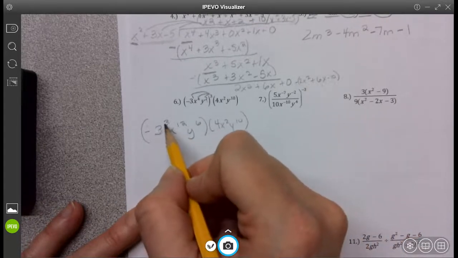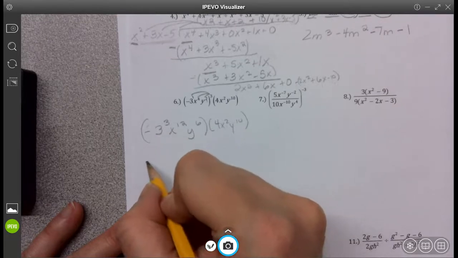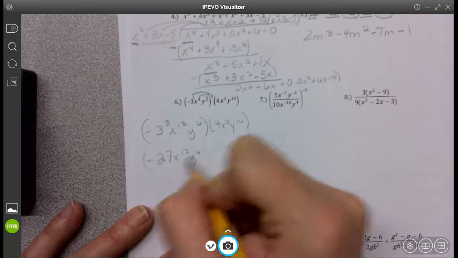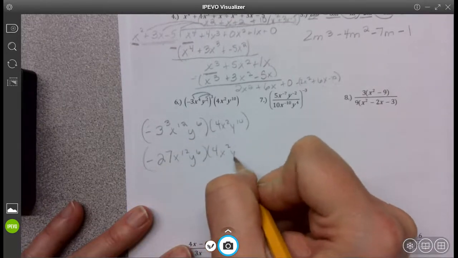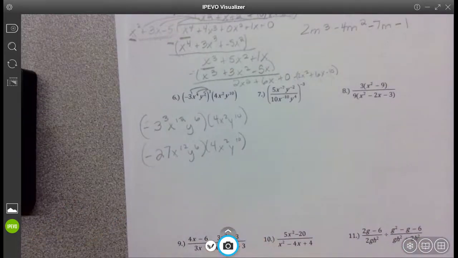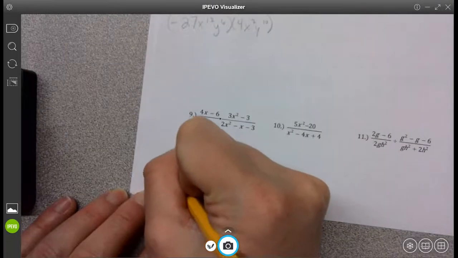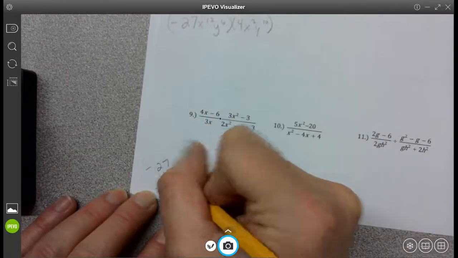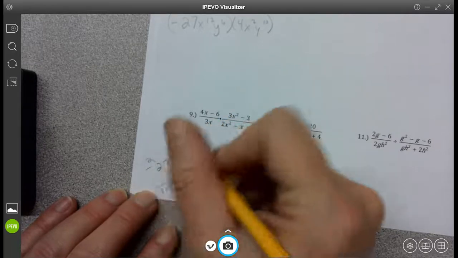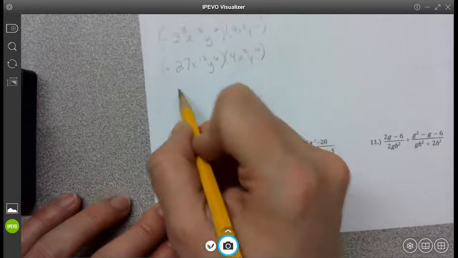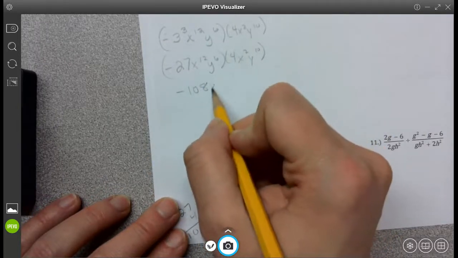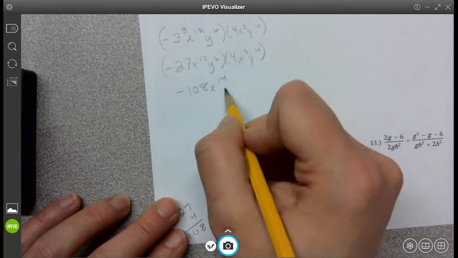Negative 3 cubed is negative 3 times negative 3, 9, negative 3, 27, negative 27. So I'm just going to rewrite it. Okay, negative 27, I'm just going to do it down here real quick. Negative 27 times 4 is 28, carry the 2. 4 times 2 is 8. 8 plus 2 is 10. So negative 108 is what we're going to have. When we multiply x, we have 14 x's, y to the 16th.